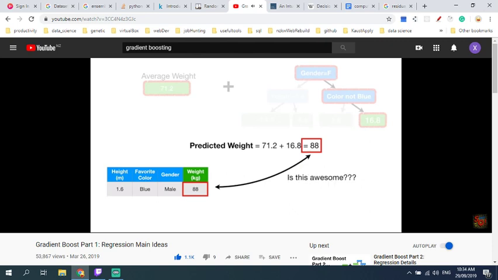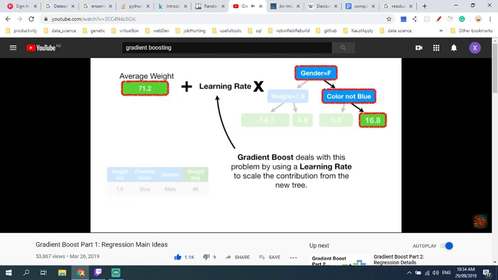Is this awesome? No, the model fits the training data too well. In other words, we have low bias, but probably very high variance. Gradient Boost deals with this problem by using a learning rate to scale the contribution from the new tree.